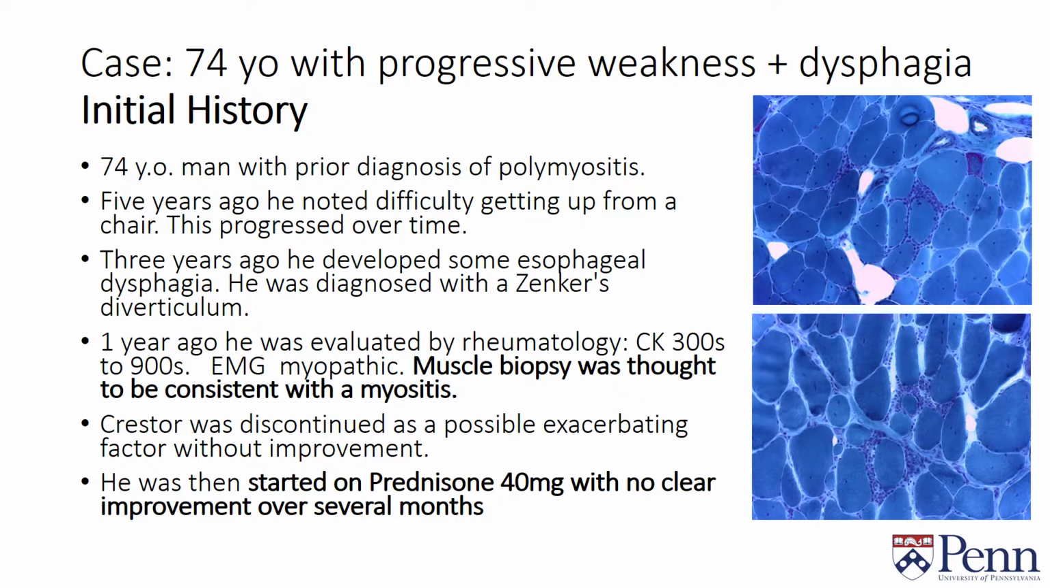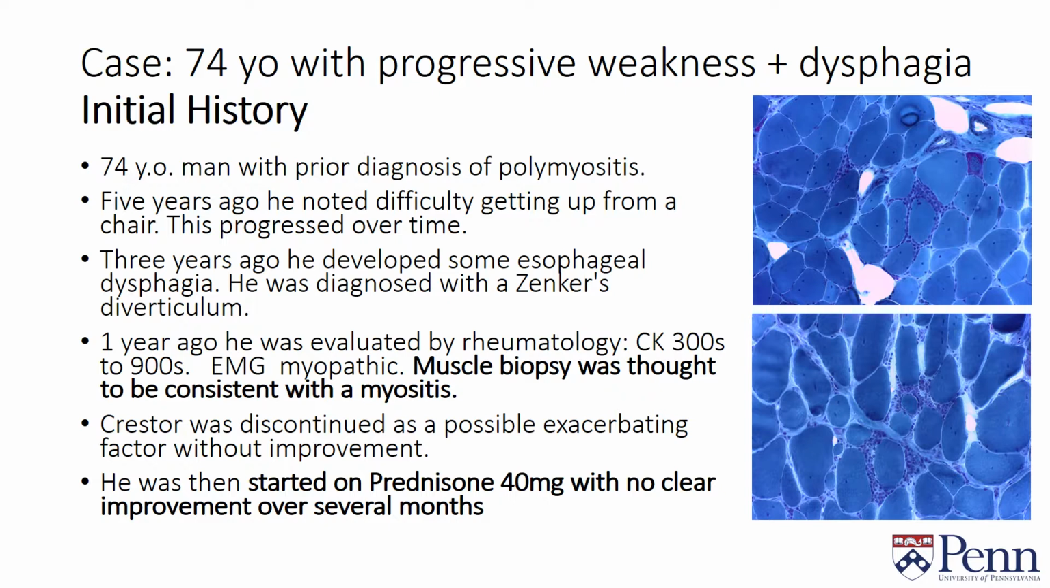This muscle biopsy is his actual sample, and as you can see, he has lots of inflammatory cells surrounding multiple cells, and some cells that are actually actively being phagocytosed.